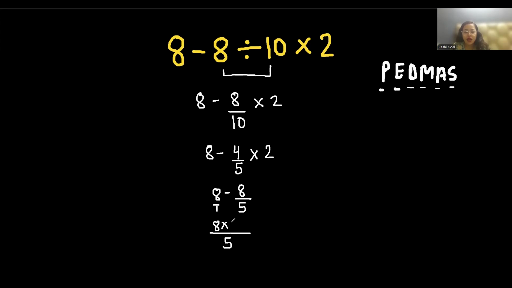And here 8 times 5 minus 8. 8 times 5 is 40, and 40 minus 8 by 5, which is 32 by 5. And in terms of a mixed fraction, you can write 6 whole 2 by 5.